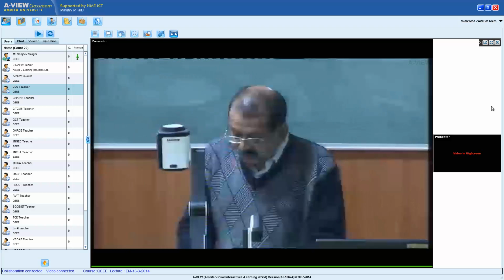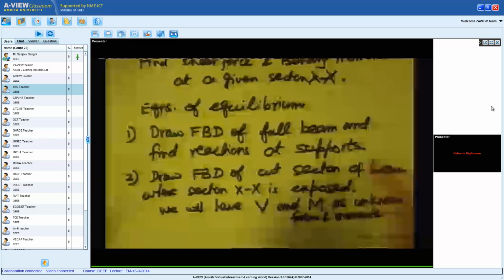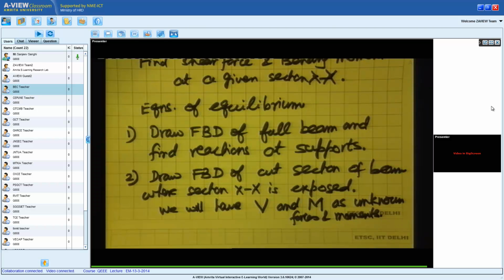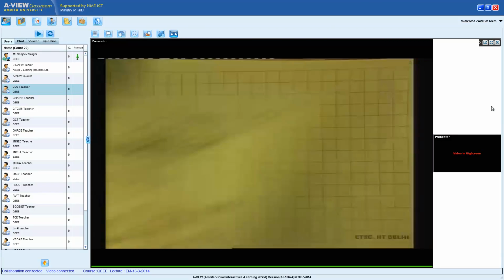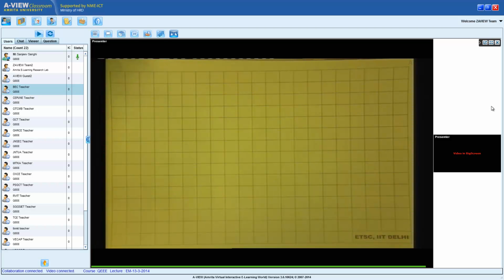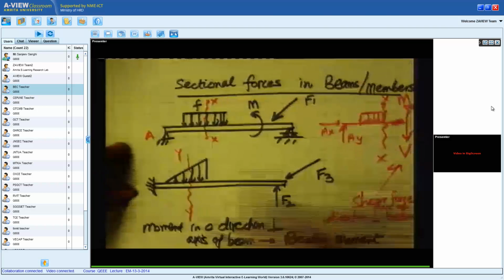So this is how, and then after that we write the equations of equilibrium for this cut section and get the answers for V and M. So for example, for the beam which I showed, which I flashed here, let's look at this.